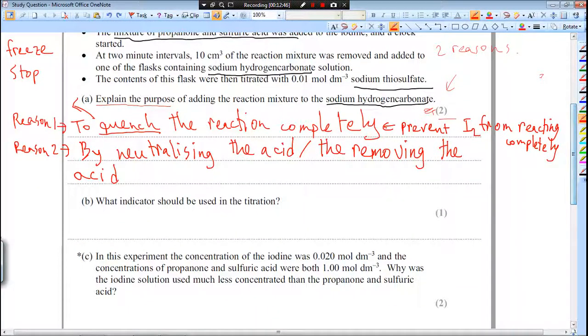So let us move on to the second question. The question asked what indicator should be used in the titration. So they have asked us about the indicator that we should use for this titration. Why should we use an indicator for this titration? That's because to detect the endpoint. That's the main motive for using an indicator. Okay, so here we would use starch solution.